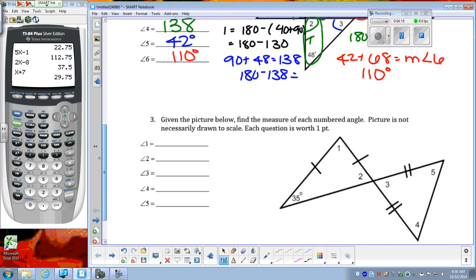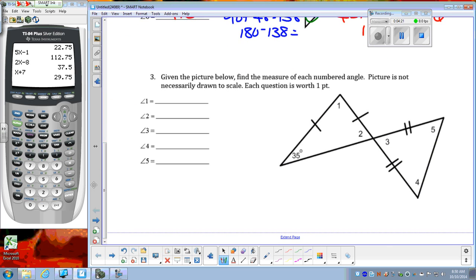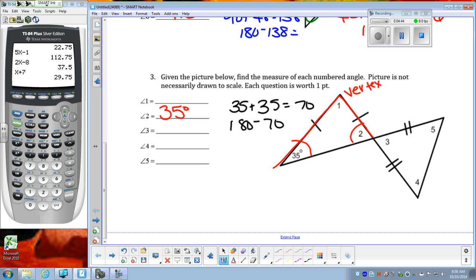Number 3, I have isosceles triangles. First of all, I know angle 1 is my vertex angle because it's made by my two congruent sides. So I know that the 35 and angle 2 are congruent. So I know angle 2 has to be 35 degrees. To figure out angle 1, 35 plus 35 is 70. 180 minus 70 gives us 110 degrees for angle 1.